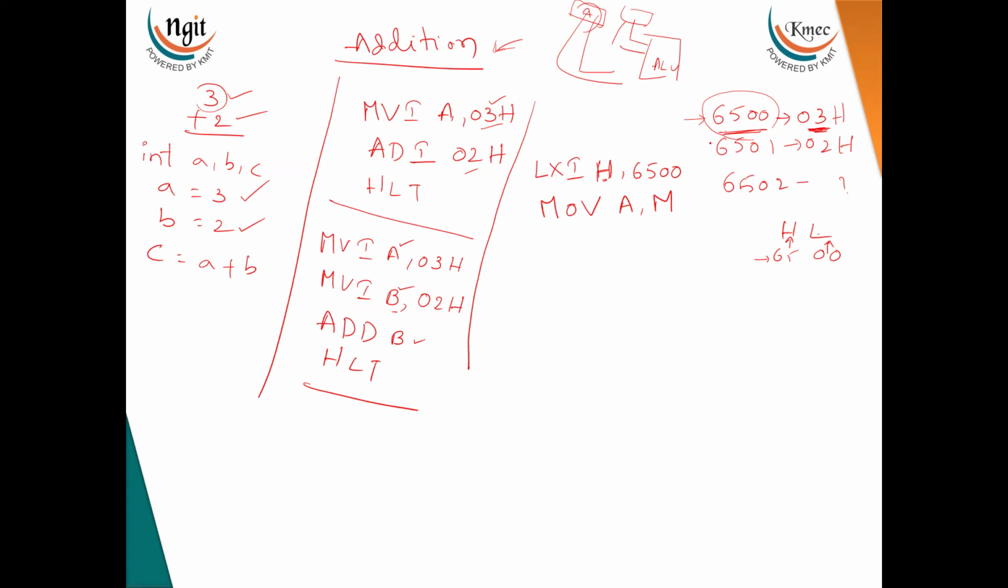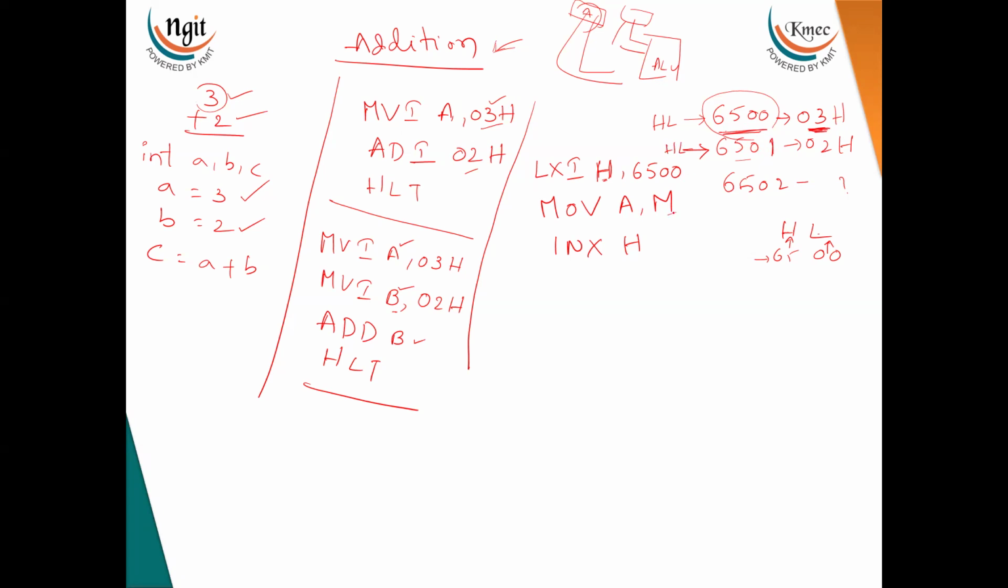Now after that what we need to do, HL pair should point to the next location. Now for that what we need to give? INX H. Now incrementing H means what? Register pair. So which register pair we need to increment? HL pair. Why? Because HL is pointing to 6500. Now HL should be incremented. So this value should be incremented means what? It is now pointing to 6501.